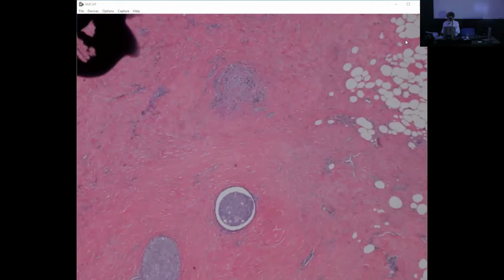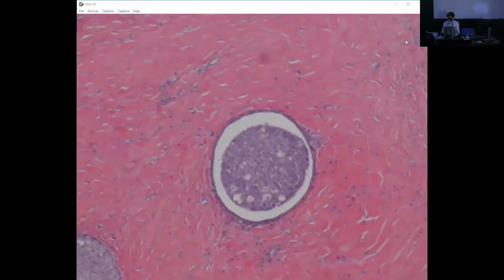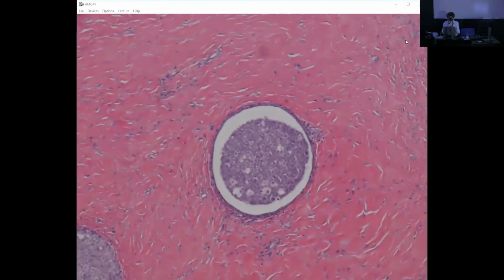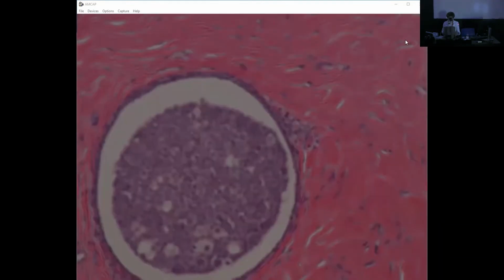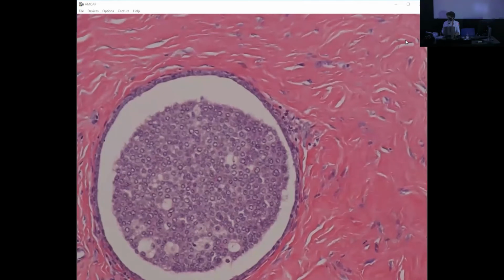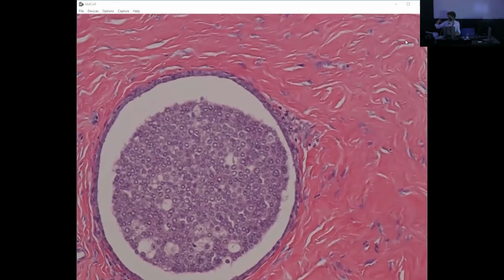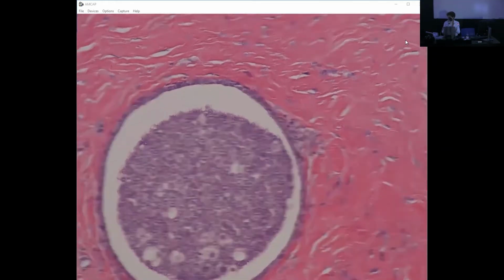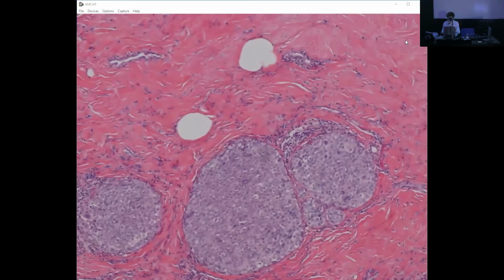So sometimes also in this florid LCIS, you may find this dropout of the cells with a histiocyte in the middle. And this almost mimics a glandular configuration, but it's not, and should not be interpreted as ductal because of that. It's quite common as well.